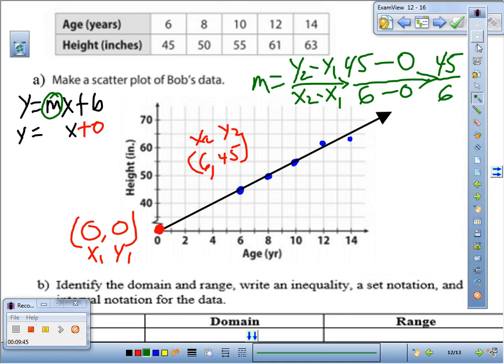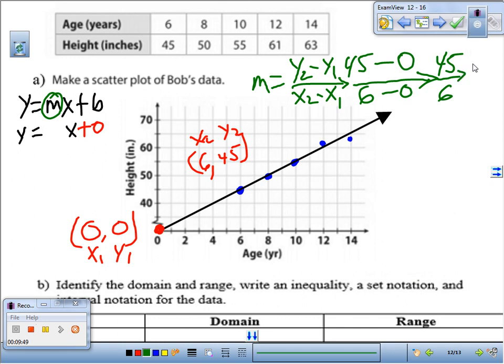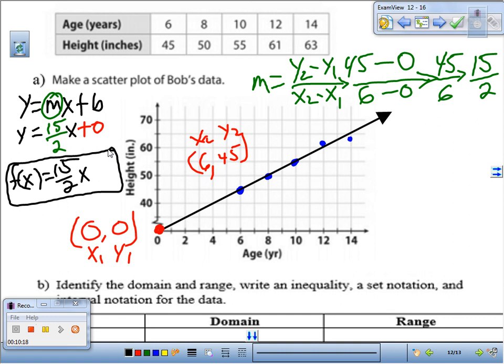Let's simplify that. Can we divide by 3 top and bottom? Yes, Mr. Q. So that would be 15 over 2. So my slope over here, I'm going to write 15 over 2. Am I done, Demi? What would I write? F of x equals 15 over 2x. And I'm done. Do I need to write plus 0? No.